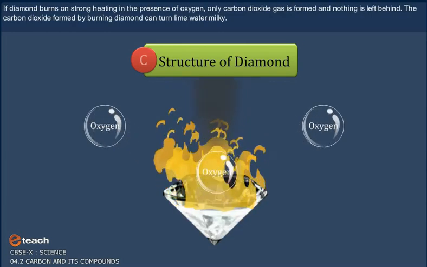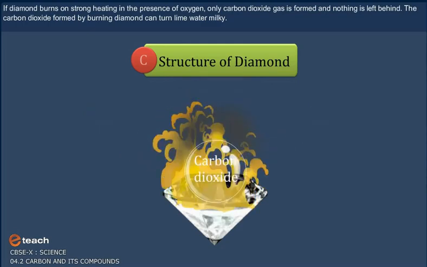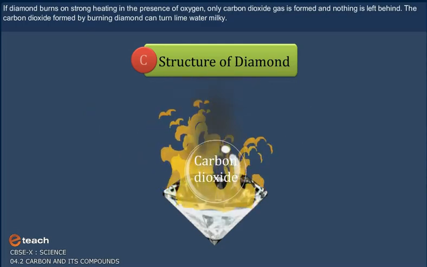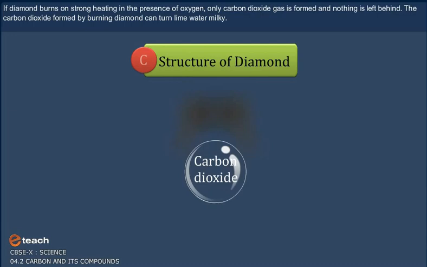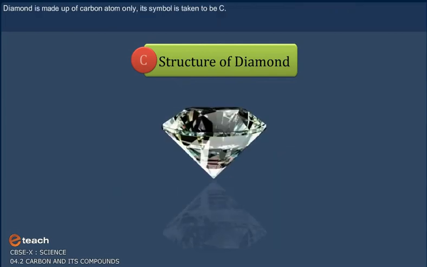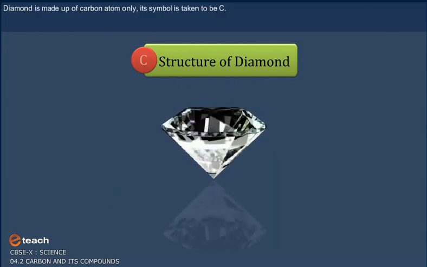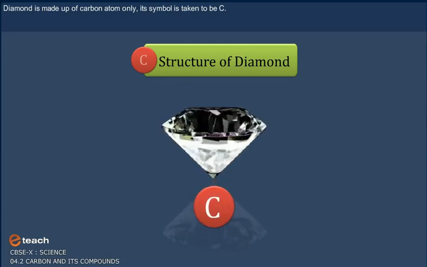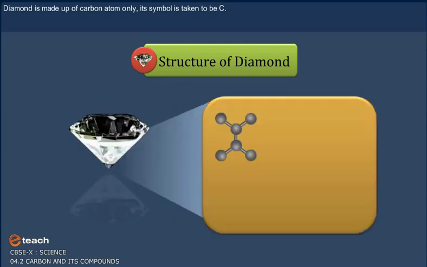If diamond burns on strong heating in the presence of oxygen, only carbon dioxide gas is formed and nothing is left behind. The carbon dioxide formed by burning diamond can turn lime water milky. Diamond is made up of carbon atoms only. Its symbol is taken to be C.